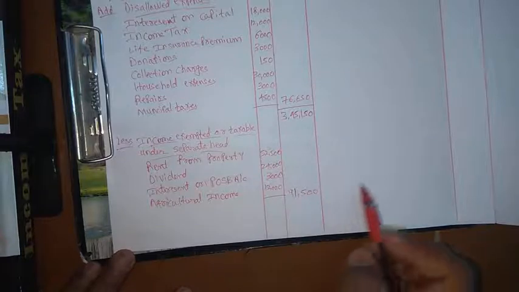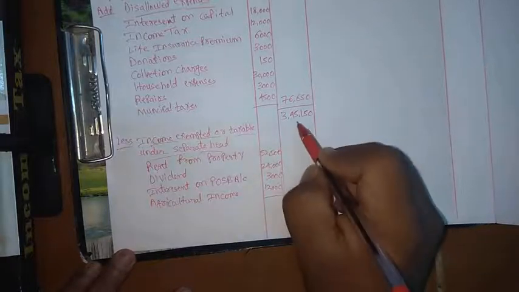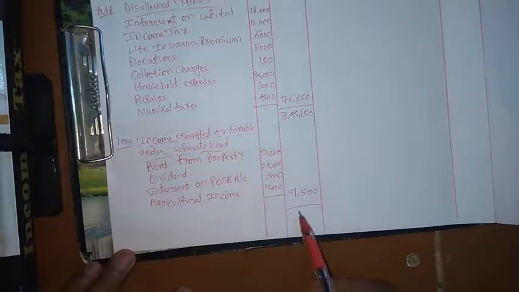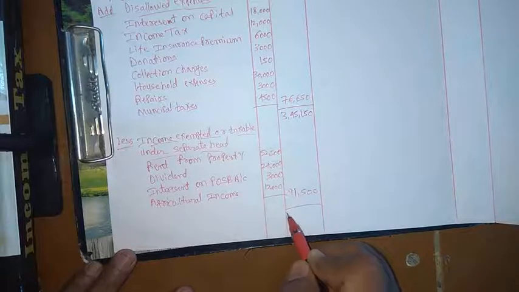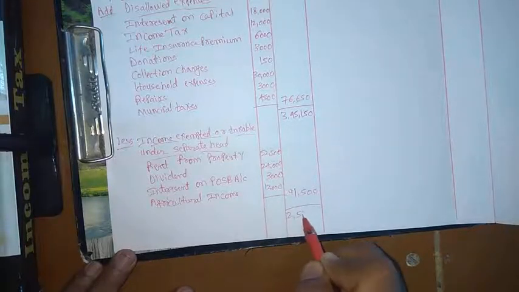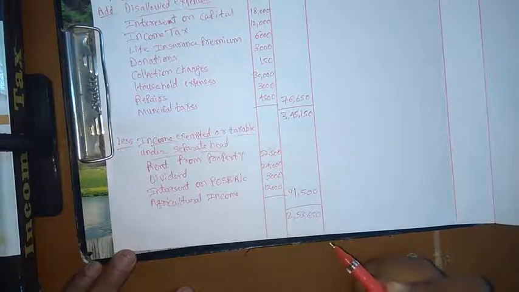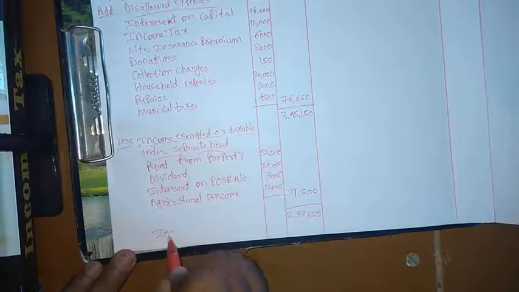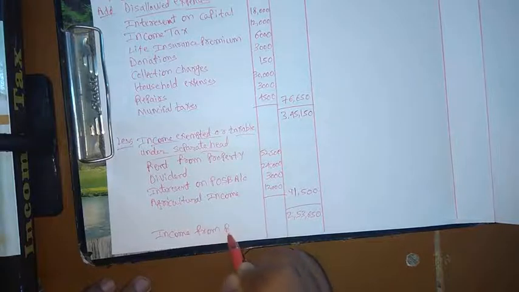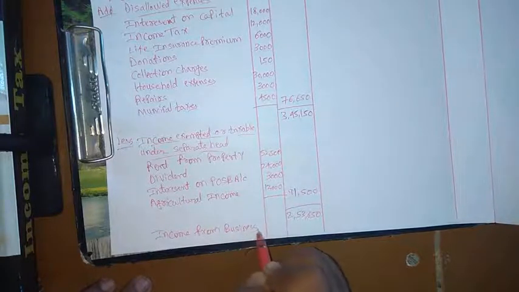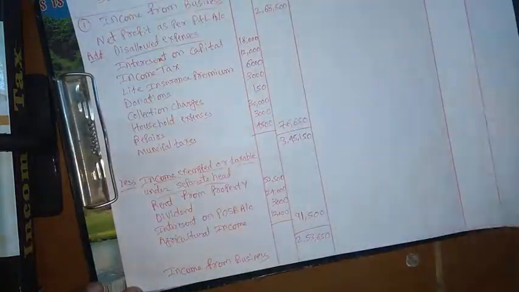91,500. Now 3,45,150 minus 91,500. We need to reduce in this. So the total we will get is 2,53,650 rupees. So this is income from business. Now let us go for the second head, which is given in the problem.